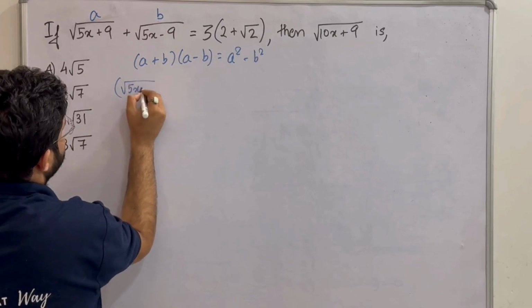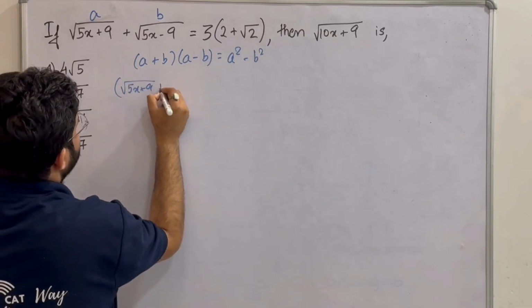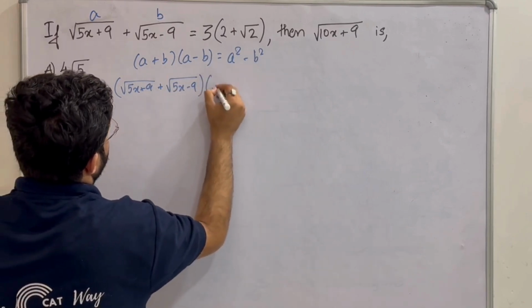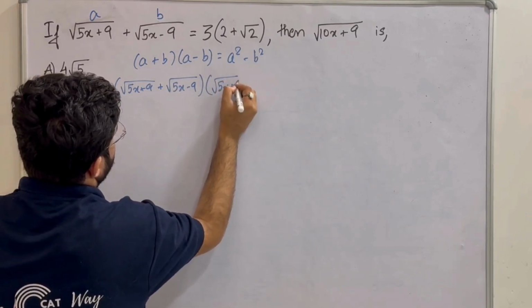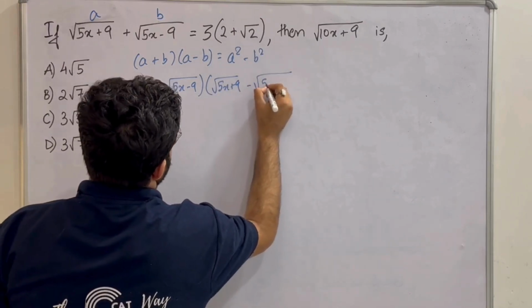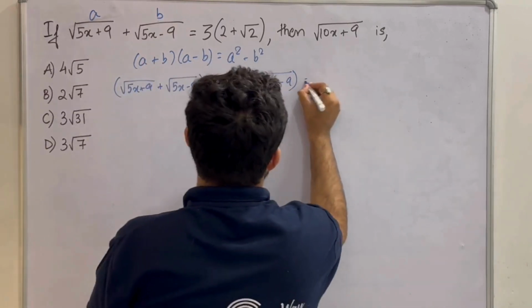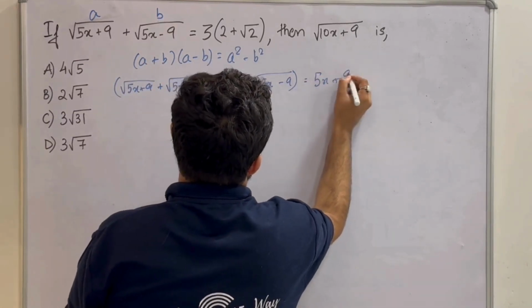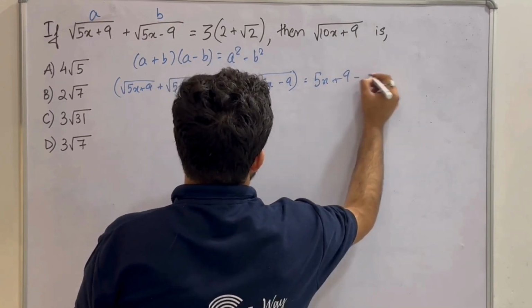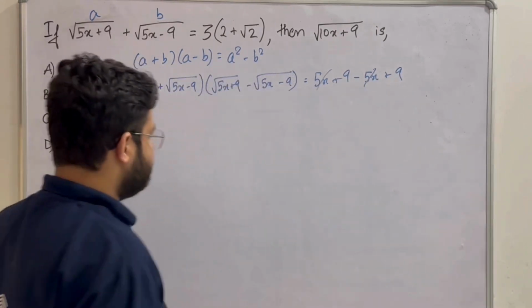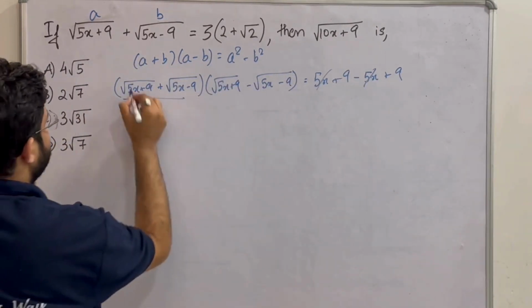Root of 5x plus 9 plus root of 5x minus 9, multiplied by root of 5x plus 9 minus root of 5x minus 9, is equal to a square, which is 5x plus 9, and minus b square, that is minus (5x minus 9). What do we get? We get the 5x cancelled over here. Now this part is equal to this part.